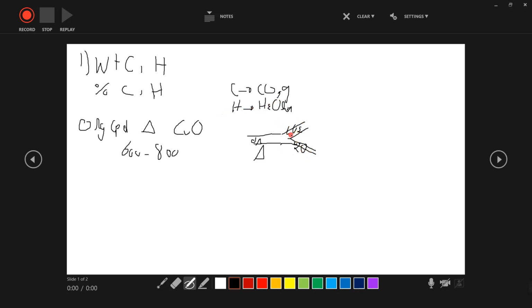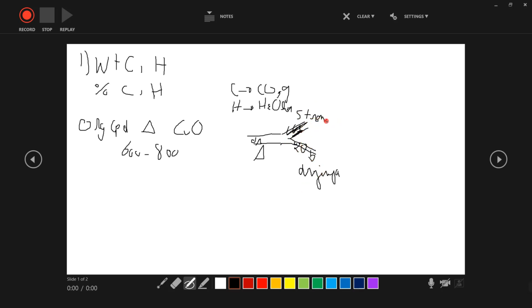What we do before this, we put here in the upper part something called a strong base. This strong base has the ability to absorb all the carbon dioxide that comes here. Okay. Also here we put something called a drying agent. This drying agent, of course, has the ability to absorb all the water that comes down here. So this strong base absorbed all the carbon dioxide. This drying agent absorbed all the water.